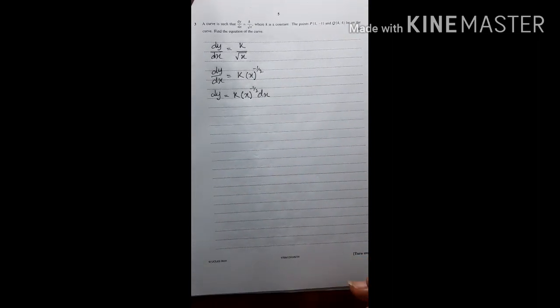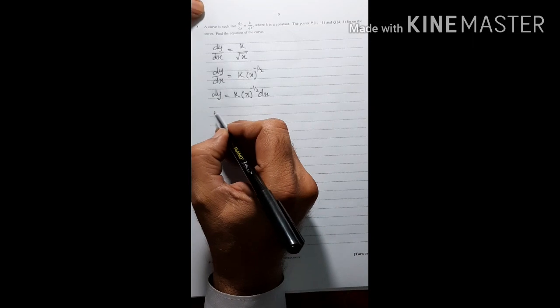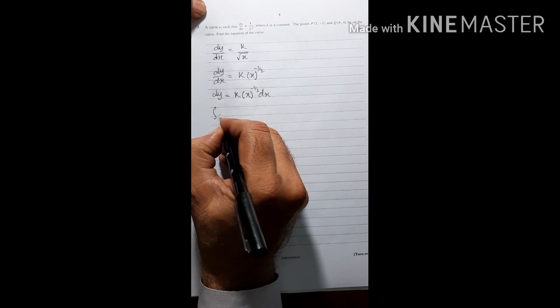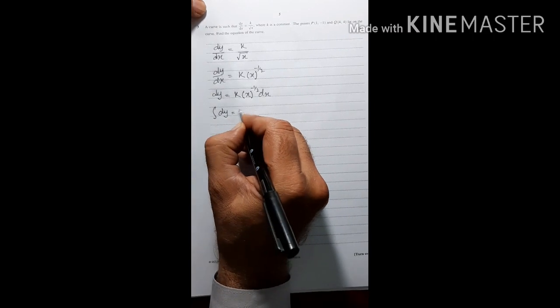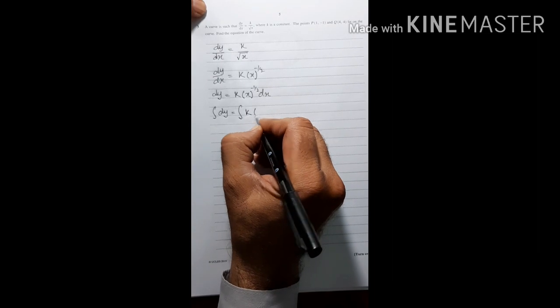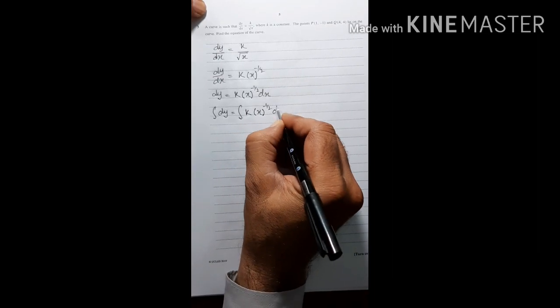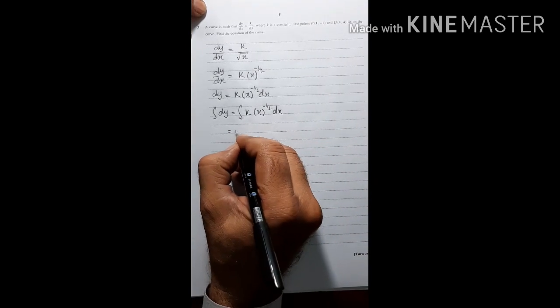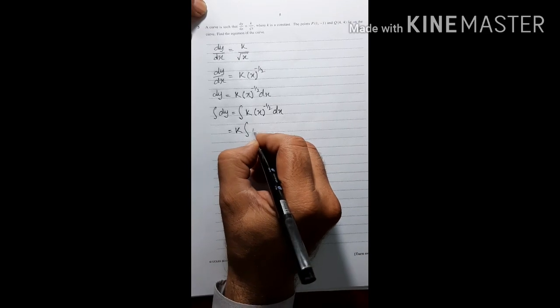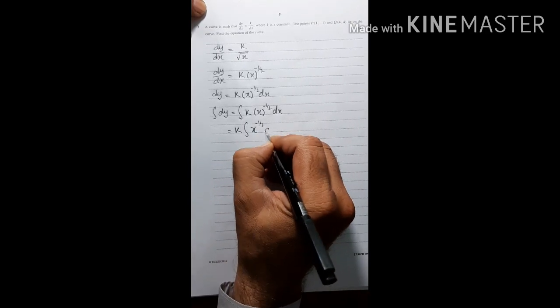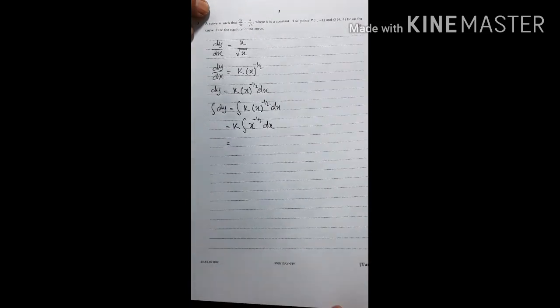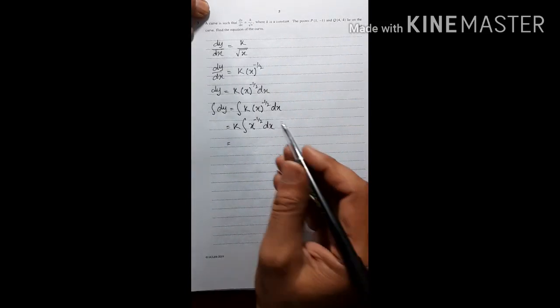Now we integrate it so that we can get the equation of curve. So I'm going to integrate it. This will be integral of k x minus 1 by 2 dx. Now k is constant, so it will come outside the integration sign, and this will become integral of x minus 1 by 2 dx. Okay, let me check if I have an extra space for this question. No, I have to use this space.